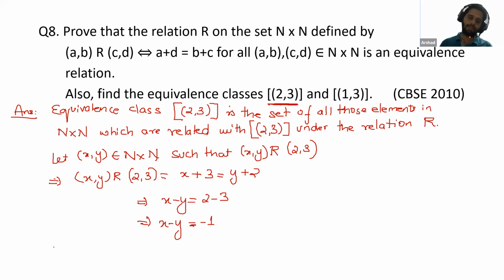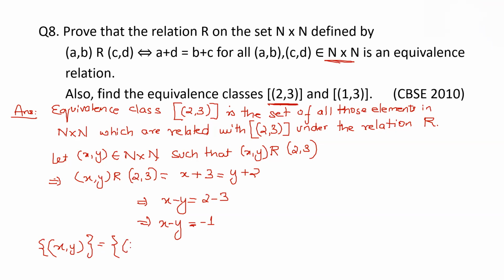So you need to select the ordered pair. Now we will select the ordered pair such that when you subtract both the terms, you should get minus 1, and both the values should belong to the natural numbers. So can anyone tell me the first ordered pair? 1, 2. 1 comma 2.